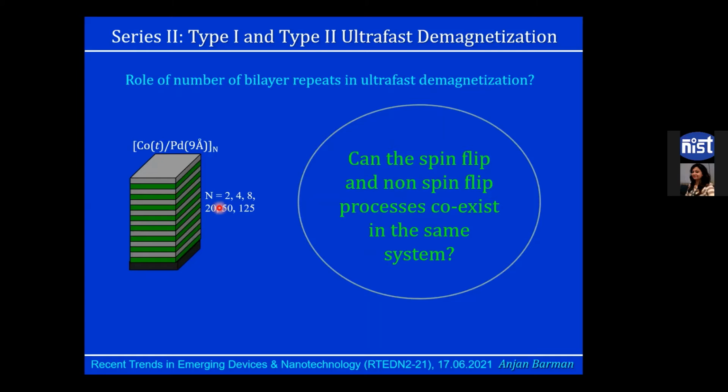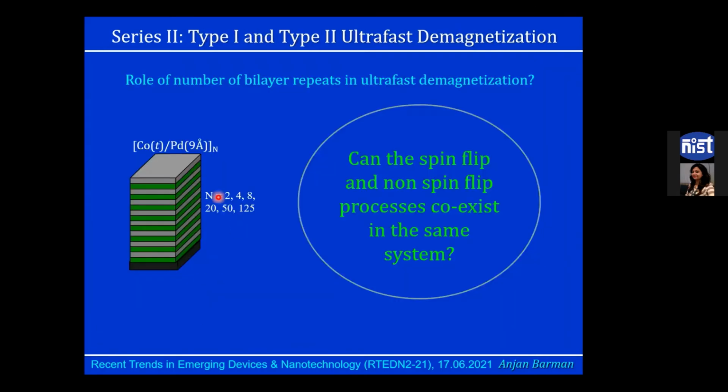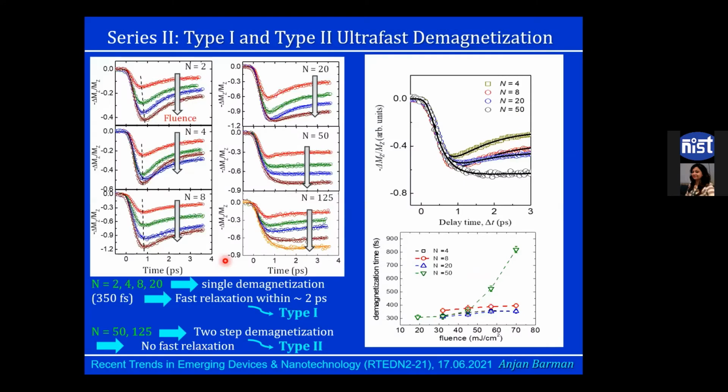So we took this system and varied n, the number of bilayer repeats, from 2 to 125. So it goes from a rather thin sample to a rather thick sample. The cobalt layer thickness is not varied, but the overall thickness of the stack is varied. We did the ultrafast demagnetization measurement again, and here is the data. This is for n equals 2, and we are increasing the fluence along this direction.